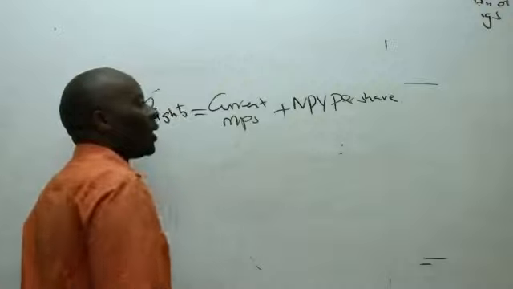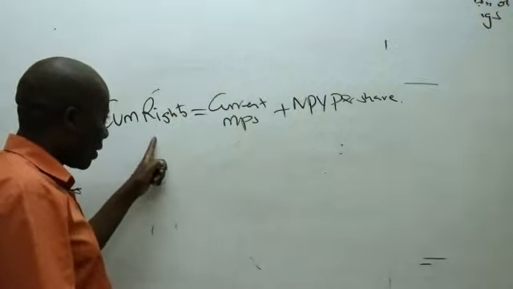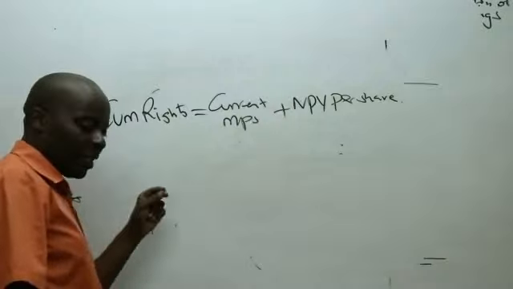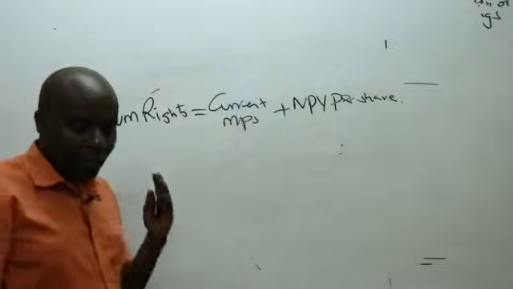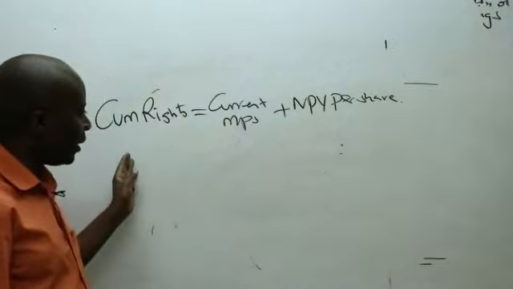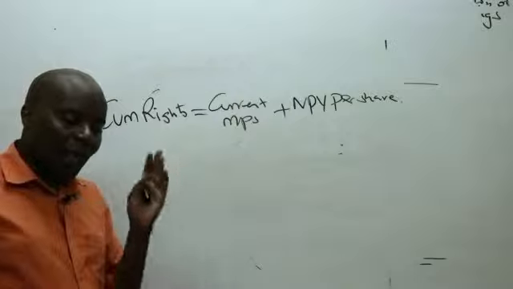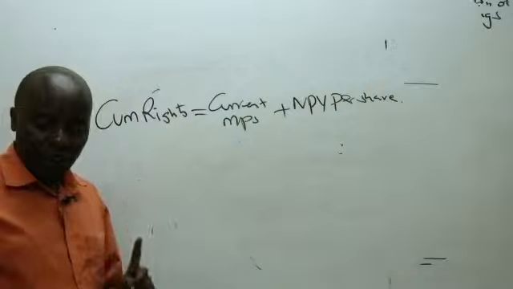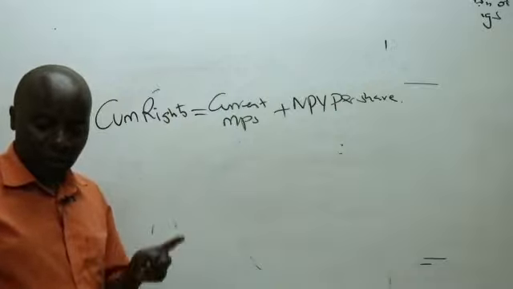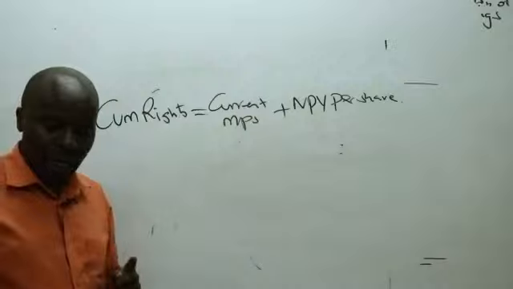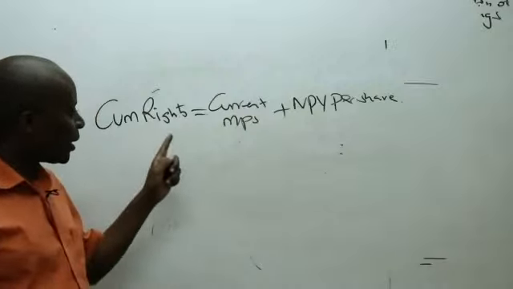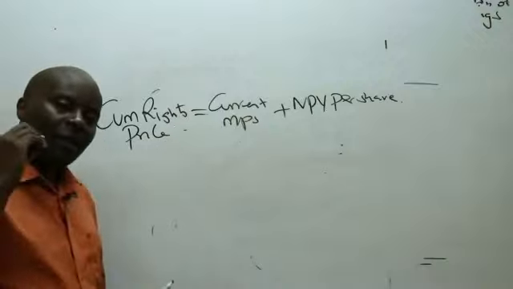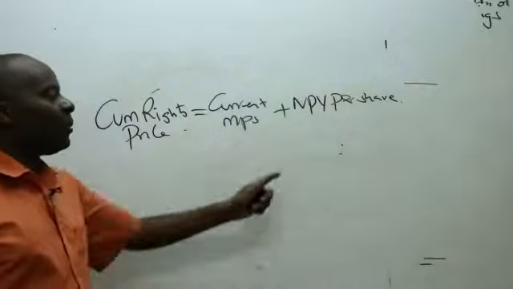Quite interesting. If I were you, I would have written this and highlighted it using a yellow highlighter. All the other highlighters are not effective. If you don't have one, I can buy for you one because I know the essence of yellow. Yellow is a great color. So CAM rights price equals the current MPS plus NPV per share.